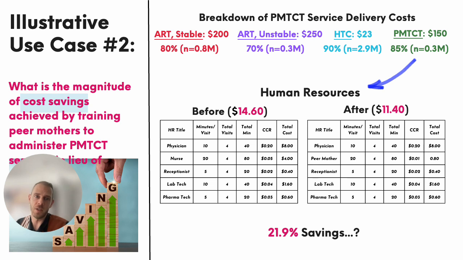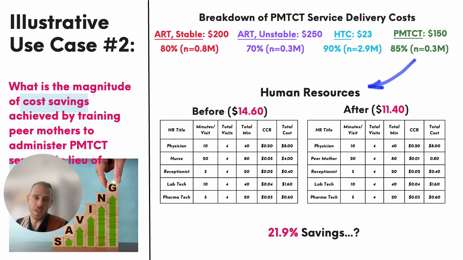So let's look at a second use case here. In this scenario, you're tasked with answering the following question. What is the magnitude of cost savings achieved by training peer mothers, i.e. local community members, to deliver certain aspects of prevention of mother-to-child transmission in lieu of nurses? So maybe we think, this is a good model. Peer mothers are less expensive, and it would free up time for nurses to provide care elsewhere. So why don't we see if this is true?